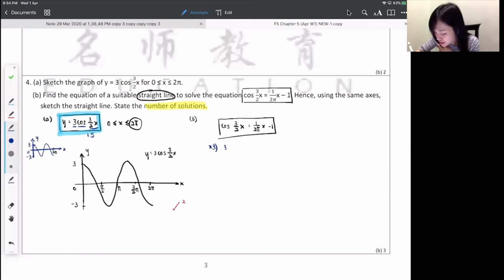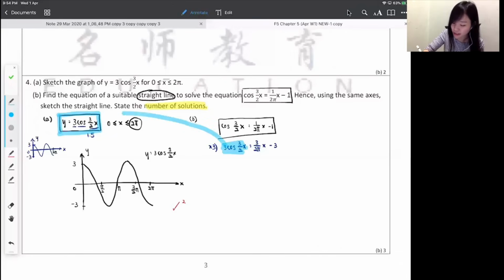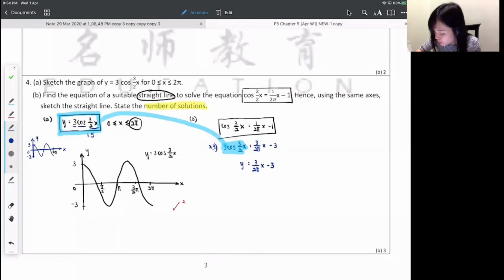So isn't it we just times 3? The left side I times 3, the right side also I times 3. Fraction times 3, the top one times 3. Always for a fraction times 3, the top is times 3. Negative 1 times 3 is negative 3. So I got 3 cos 3 over 2x. Isn't it exactly like this blue color one? So you can straight away write y. Again, I get y equals mx plus c. I get the straight line equation.